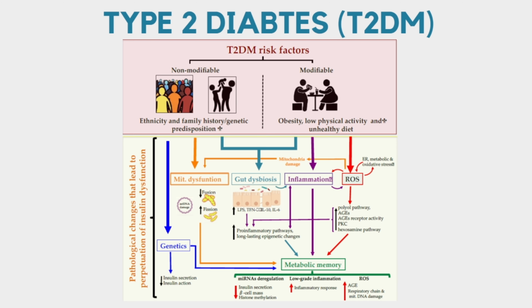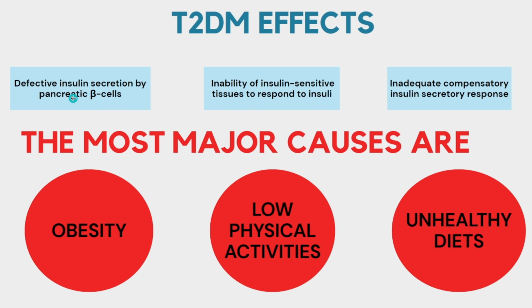Most patients are obese or have a higher body fat percentage distributed predominantly in the abdominal region. This adipose tissue itself promotes insulin resistance through various inflammatory mechanisms, including increased FFA release and adipokine dysregulation. Lack of physical activity can also cause T2DM, type 2 diabetes. Okay, so if a person has T2DM, what are the three major effects?